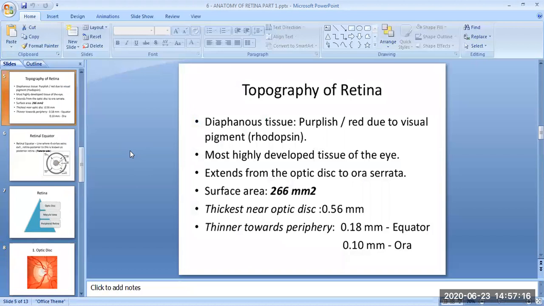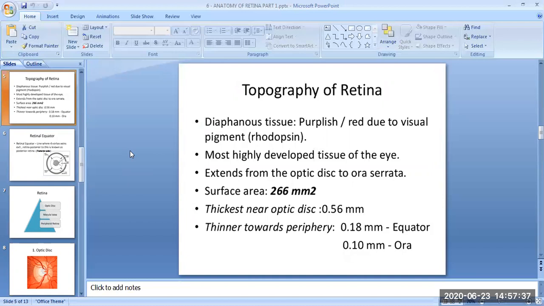Then the topography of retina. It is a diaphanous tissue, purplish or red due to the visual pigment rhodopsin. It is the most highly developed tissue of the eye. It extends from the optic disc to the ora serrata. And the surface area of the retina is 266 millimeters square.